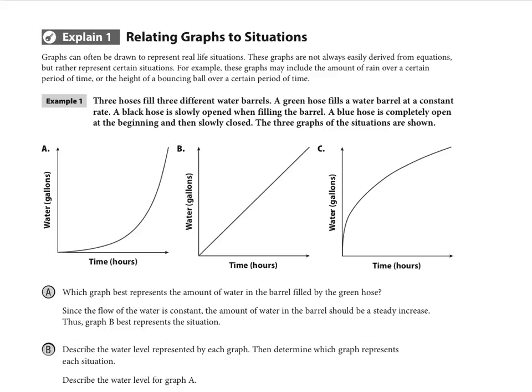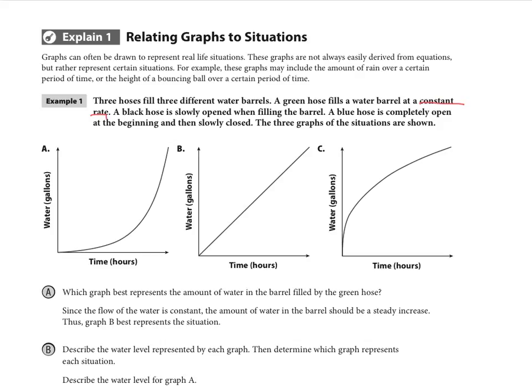All right, so for this one, it gives us an explanation of scenarios that are occurring, and it wants us to look and say, okay, which graphs correlate with these. It says 3 hoses fill 3 different water barrels. A green hose fills a water barrel at a constant rate. So if we read the word constant rate means it never ever what?